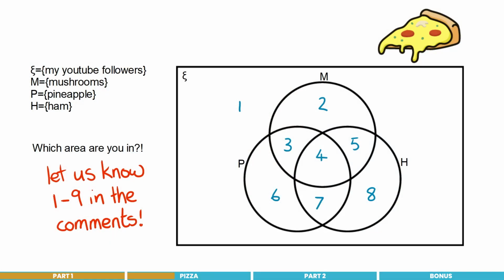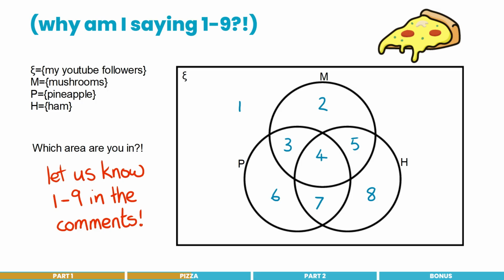Okay, on to the challenge. You have been given a plain cheese and tomato pizza. You have a choice of up to 3 extra toppings. What are you putting on that bad boy? Here's the question in Venn diagram format. All I want you to do is decide which area you would put yourself in and let us all know by typing in a number from 1 to 9 in the comments below.